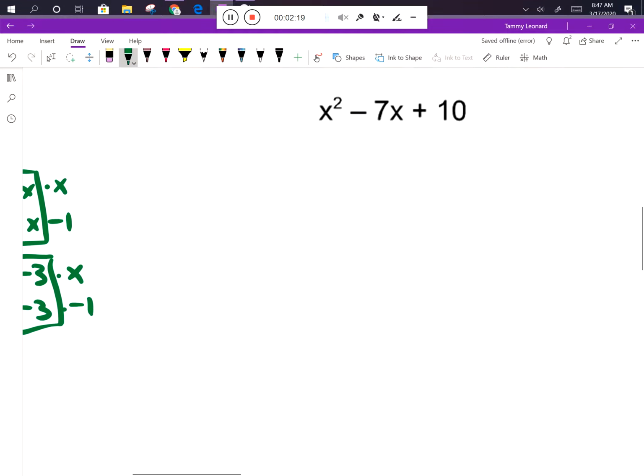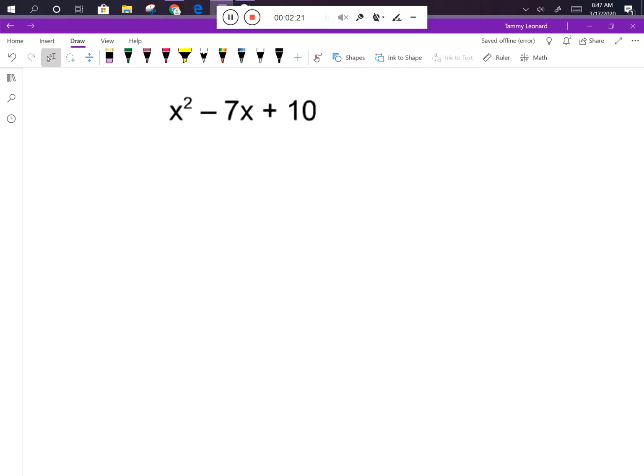Take a look at the next problem. X squared minus 7x plus 10. Push pause, take a minute, and try this problem on your own. Then push play when you're ready to compare your work to mine.